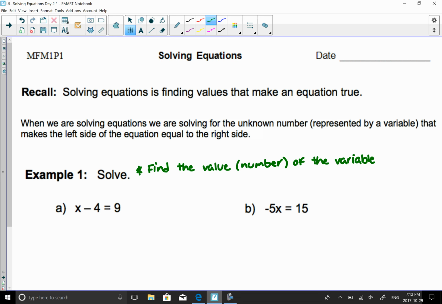Okay. So x minus 4 equals 9. I want x by itself. So I want this minus 4, this negative 4 to disappear. So I'm going to add 4 to it, and that makes that 0.